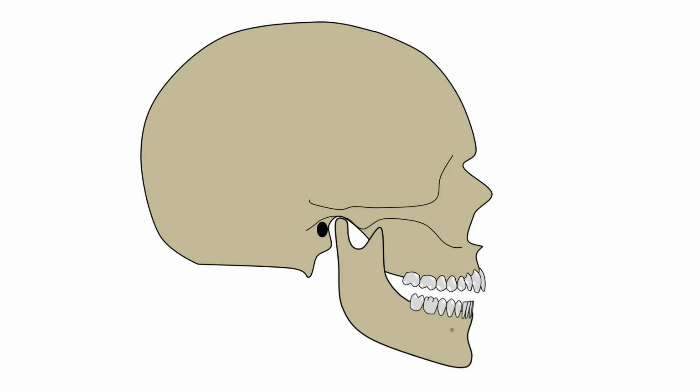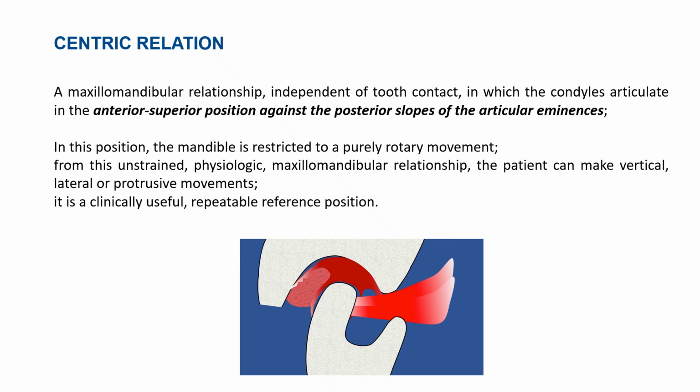Now we are not concerned about the manner in which the teeth come into contact when we talk about centric relation. The centric relation is a position which is independent of the teeth contact, and it is purely determined by the muscles which pull the mandible in an upward and forward position. Thus, centric relation can be defined as a maxillomandibular relationship which is independent of tooth contact, in which the condyles articulate in an anterior superior position against the articular eminence.